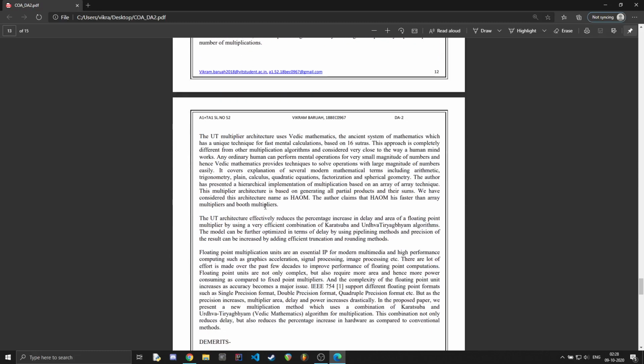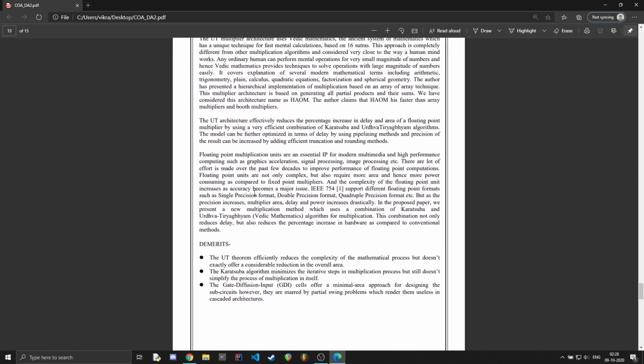So the architecture has been named HUM, which I stated earlier, and this architecture is very efficient and effectively reduces the percentage increase in delay and area of floating point multiplier by using a very efficient combination of Karatsuba and Urdhva algorithms. This model can also be further optimized in terms of delay by using pipelining methods, and precision of the result can be increased by adding efficient truncation and routing methods.